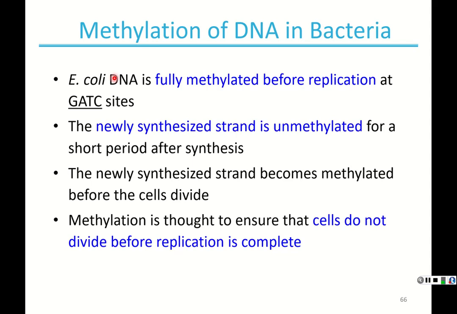A lot of DNA in bacteria, anyways, is methylated, the parental DNA. So DNA is methylated before replication at specific sites, and those are with the sequence GATC. The newly synthesized strand is unmethylated for a short period after it's synthesized. Right? And the newly synthesized strand becomes methylated before the cells divide. So this methylation is thought of as a way to ensure that cells do not divide before replication is complete.